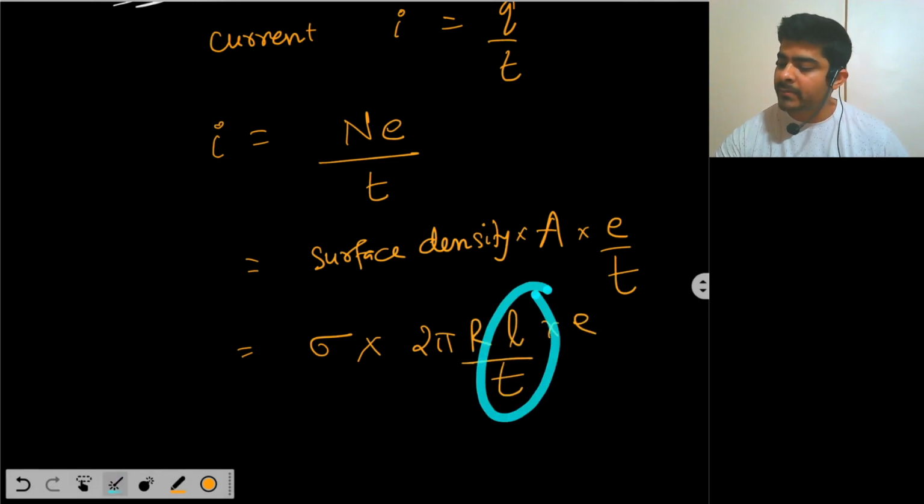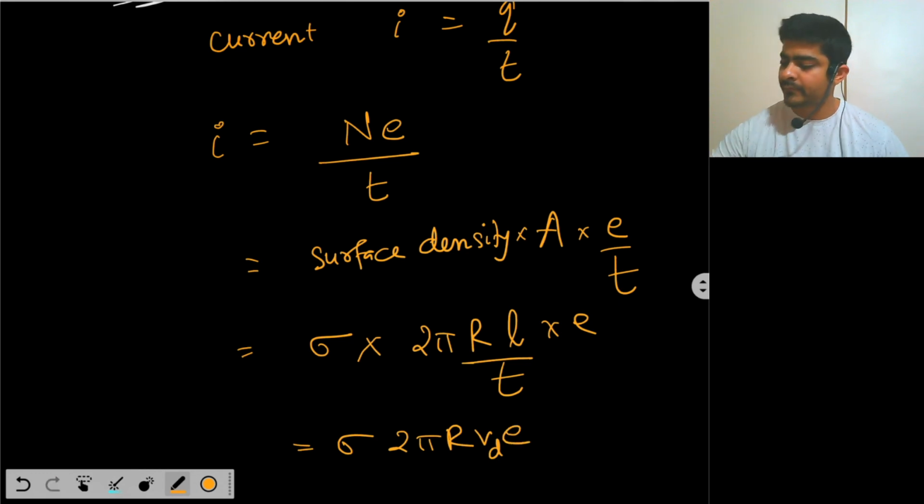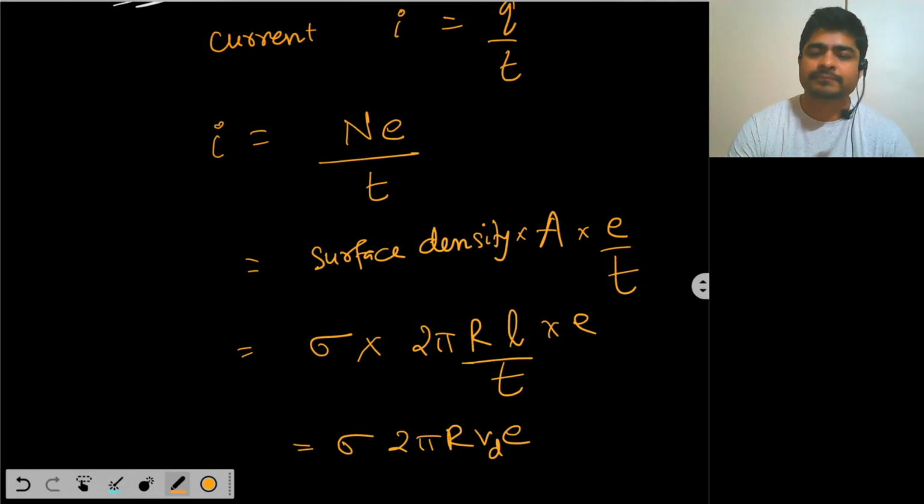Now L by t will be what? Drift velocity. So you get this to be equal to sigma 2 pi r drift velocity into e. So again same answer only, but we solved this using dimensional analysis instead of thinking too much. Okay, so that's it.